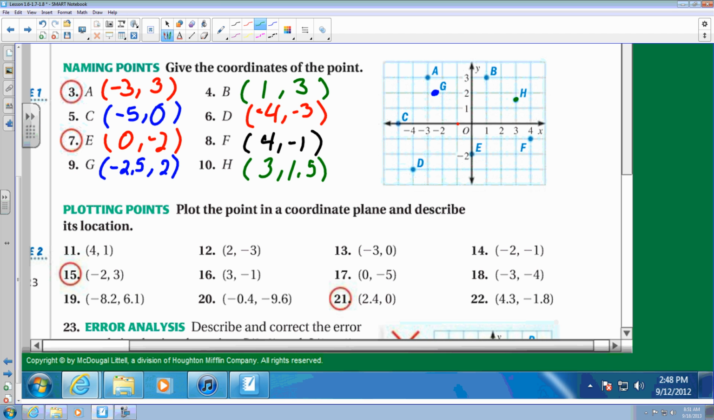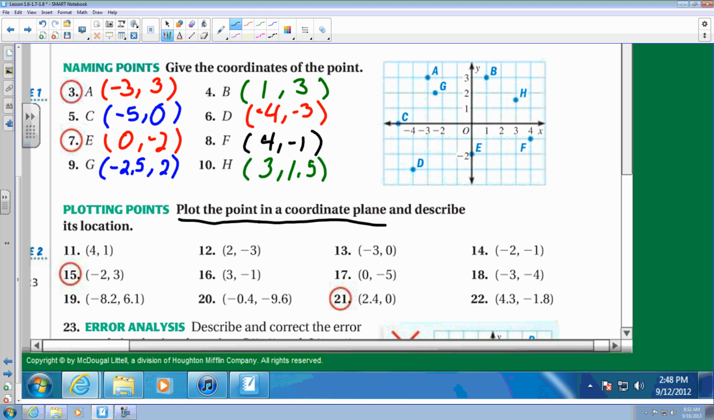Next, I have to look at numbers 11 through 22. They're asking you two things. The first thing, they want you to plot the point in the coordinate plane. The next thing they want you to do is describe its location.